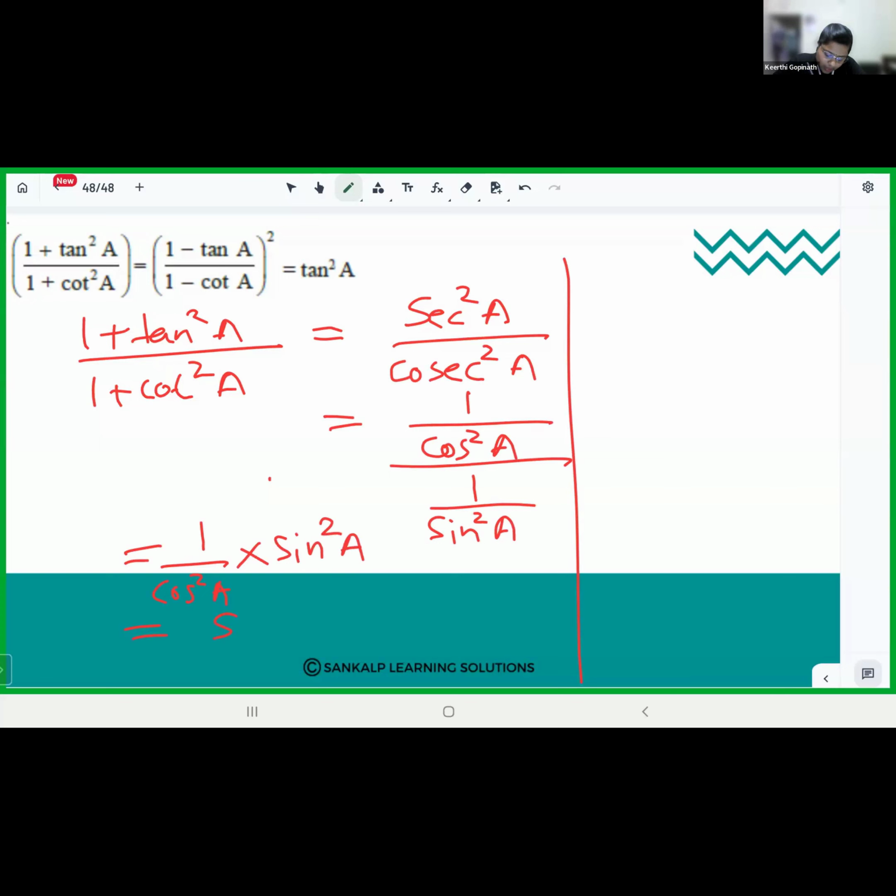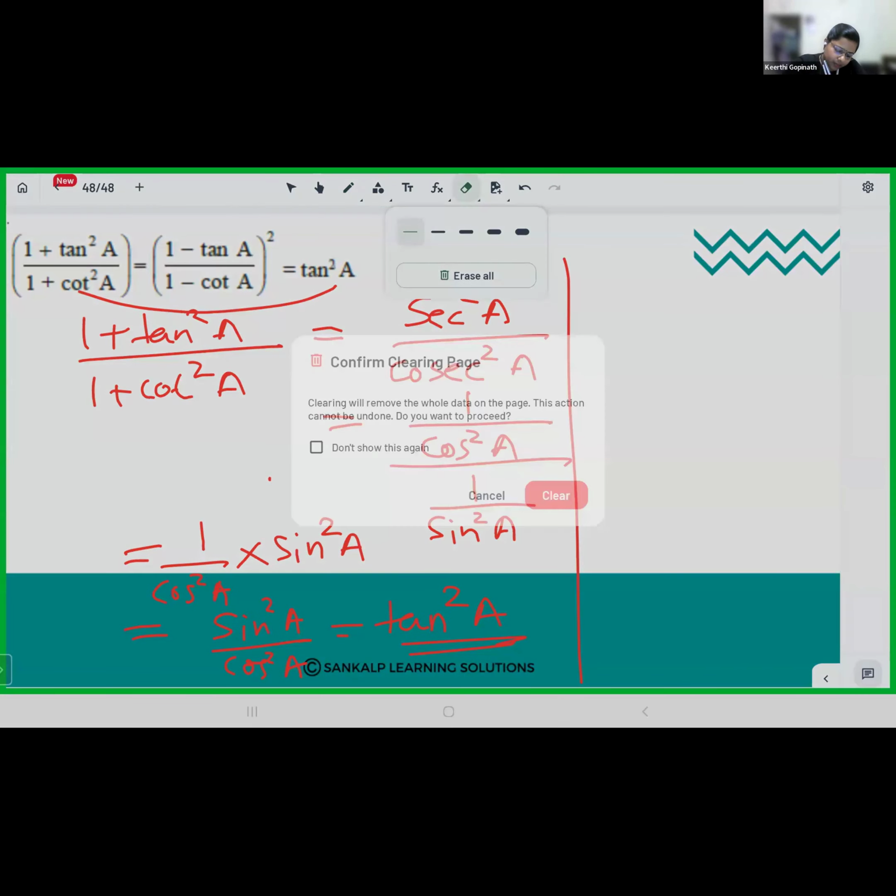Sin square A by cos square A is equal to tan square A. What is it? Tan square A. So the first part is clear. Okay, 1 plus tan square A by 1 plus cot square A is equal to tan square A. Now what you have to do? You have to consider the second part. What is the second part?